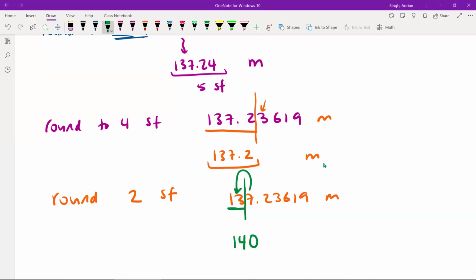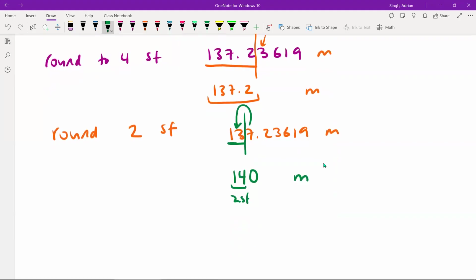Okay, so 137.23619 is rounded to 140, and that's 2 sig figs, right? So the 1 and the 4 are significant. We don't need the decimal point here, right? And the reason is if you put the decimal point, then it makes the 0 significant. So this becomes 140 with the 1 and the 4 significant. The 0 at the end, being a trailing 0 in a number without a decimal point, is not significant. This becomes 2 sig figs.